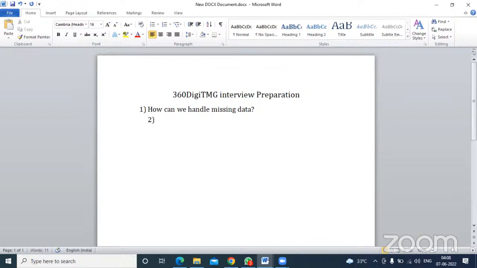Now the second question is: why is Python used for data cleaning in DS, that is, data science?